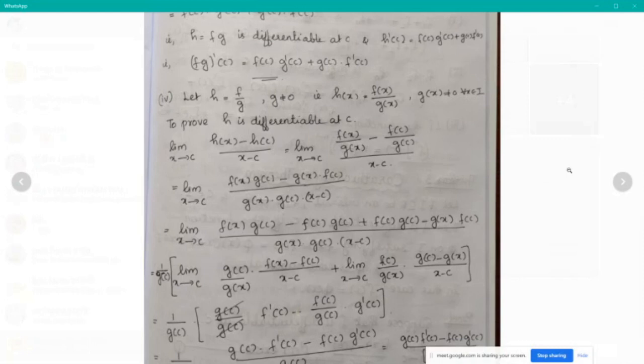പിന്നത്തെ ഫസ്റ്റ് ആൻഡ് സെക്കൻഡ് ടേമിൽ നമ്മൾ എഴുതിയത് എങ്ങനെയാണ്? g of c into f of x minus f of c divided by x minus c. And in the denominator you have one more g of x, അതും എഴുതി. പ്ലസ് തേർഡ് ആൻഡ് ഫോർത്ത് ടേമിൽ നിന്ന് മൈനസ് f of c പുറത്തേക്ക് എടുത്താൽ മൈനസ് ലിമിറ്റ് f of c by g of x into g of x minus g of c by x minus c.